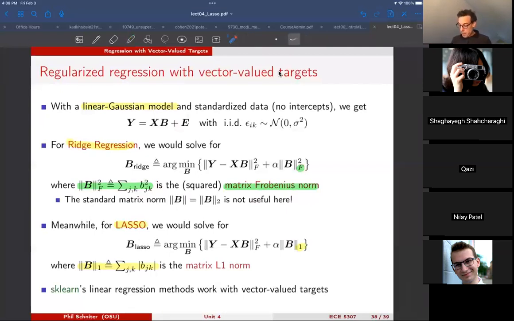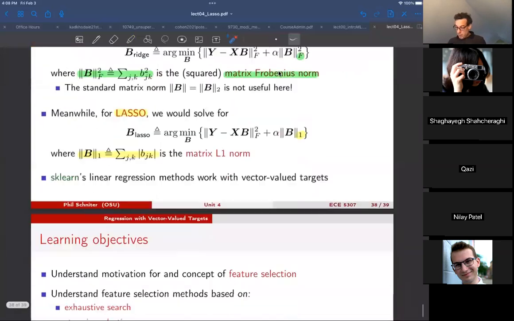And finally, the nice thing is that in sklearn, all of its linear regression methods work without any modification. All you have to do is give them the matrices Y and X. You just have to make sure that they're oriented the way it expects. It expects to see samples in one direction and features in the other direction. But as long as you give them the matrices the right way, it does its stuff and will calculate for you this matrix of betas, either for ridge or for lasso or plain linear regression. So that's it for this unit.